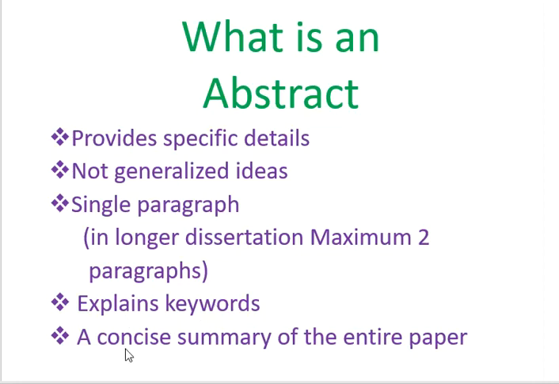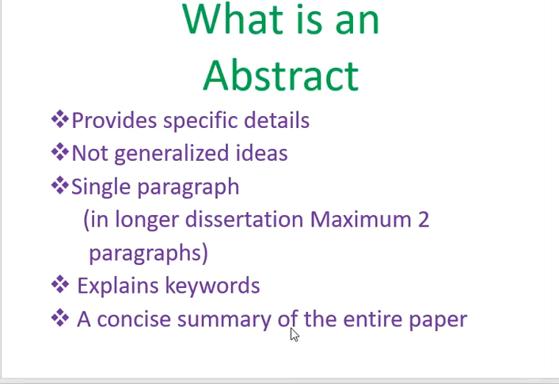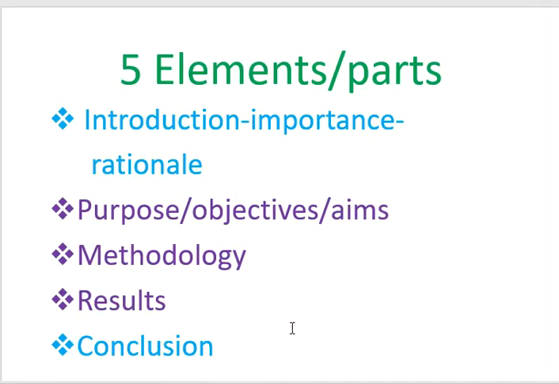So we can say that an abstract is a concise summary of the entire paper. It is concise as well as a summary of the entire paper, and that's why it has to have some specific elements. We can talk about 5 elements or parts of an abstract. The first one is introduction, importance or rationale. In the very first sentence you can introduce the topic, and in the same sentence explain the importance, that is the rationale of the topic.